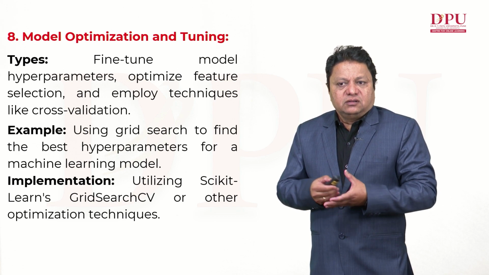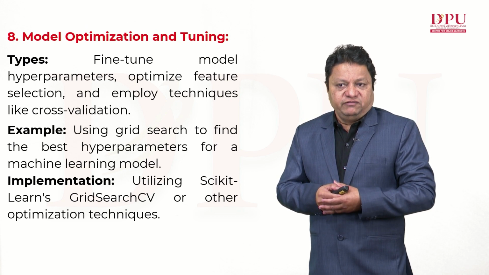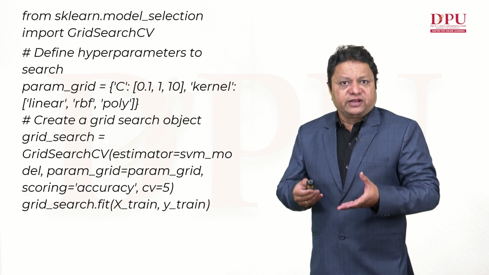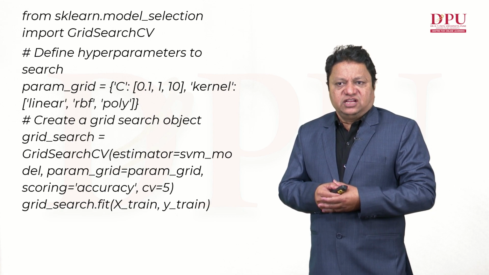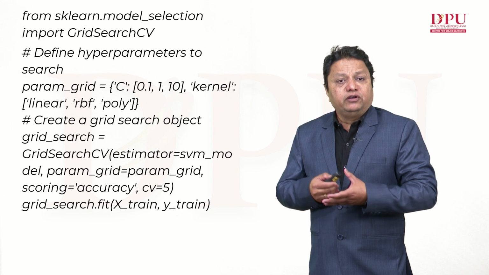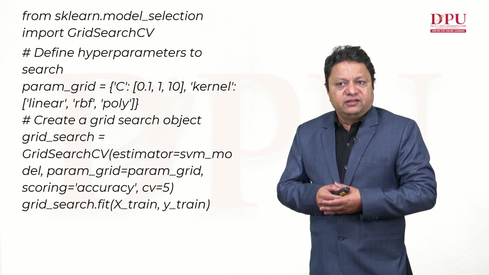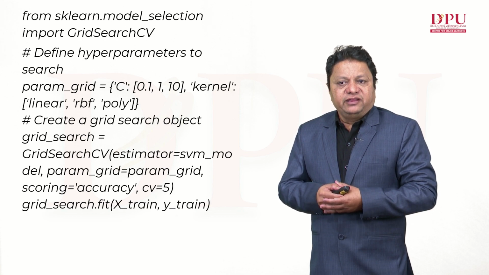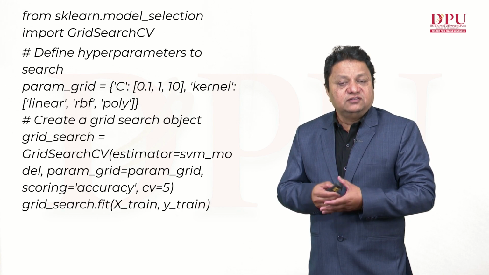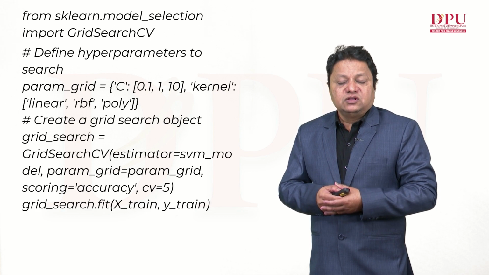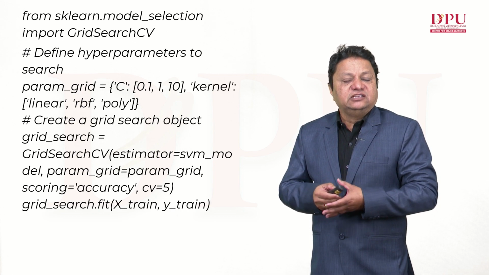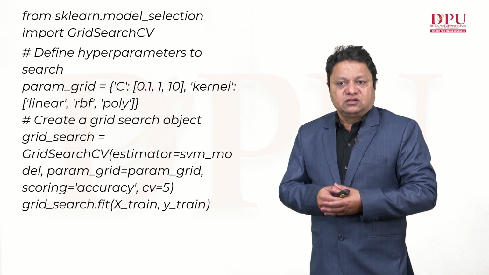How can I implement this? By using scikit-learn's GridSearchCV or other optimization techniques. So, for example, from sklearn.model_selection, I need to import GridSearchCV, and to define the hyperparameters to search, I write this statement like param_grid is equal to, I will create a dictionary here, then I will create a grid search object like grid_search is equal to GridSearchCV, estimator is equal to svm_model, comma param_grid is equal to param_grid, comma scoring is equal to 'accuracy' and cv is equal to 5. Then grid_search.fit(X_train, y_train).